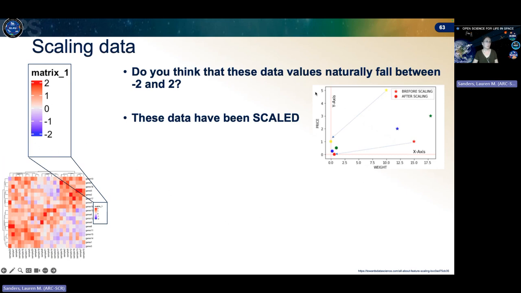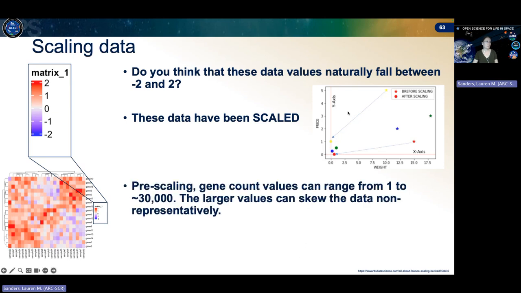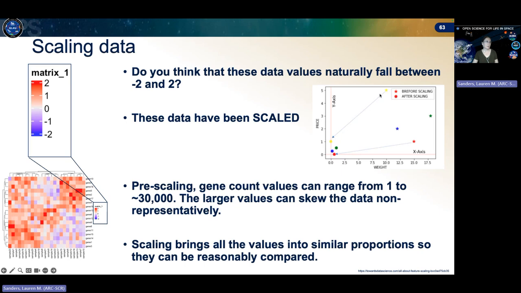So here's a little illustration of what scaling means. Pre-scaling, gene count values can range from 1 to tens of thousands. And these larger values, which you can see out here as stars before scaling, can skew the data non-representatively. Scaling brings all the values into similar proportions. So you'd see their relation to each other is the same, but all the data values are similarly proportioned, so they can be reasonably compared.